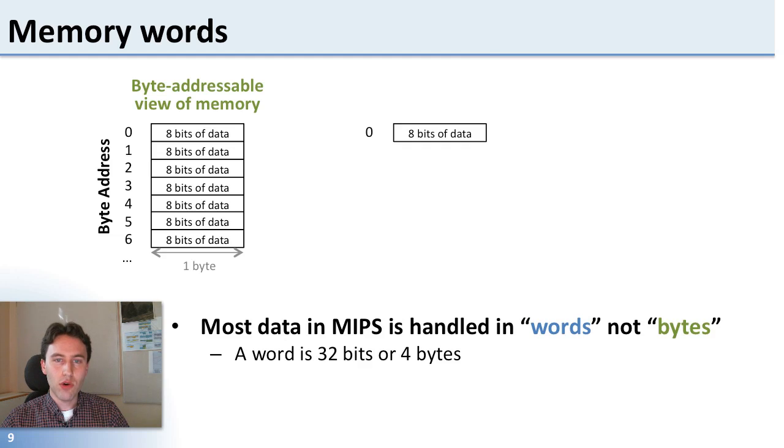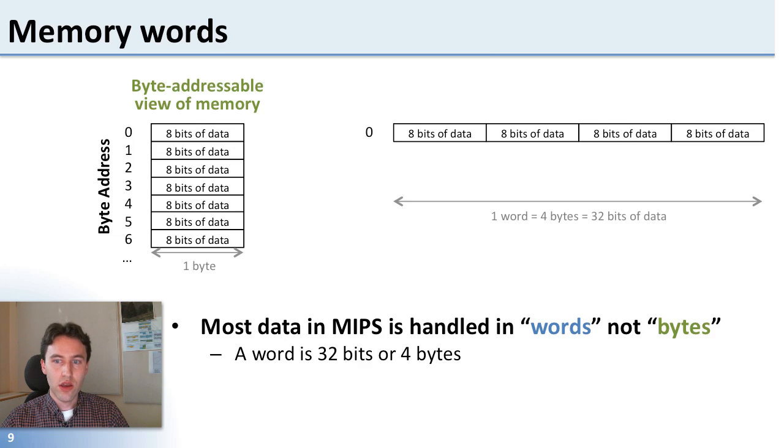However, when we talk about words, we're going to put addresses together. So here's address 0, 1, 2, and 3. We now have 4 bytes of data, or 1 word. So most of the operations that you're going to do to memory are going to focus on sizes of 4 bytes, or 1 word like this.